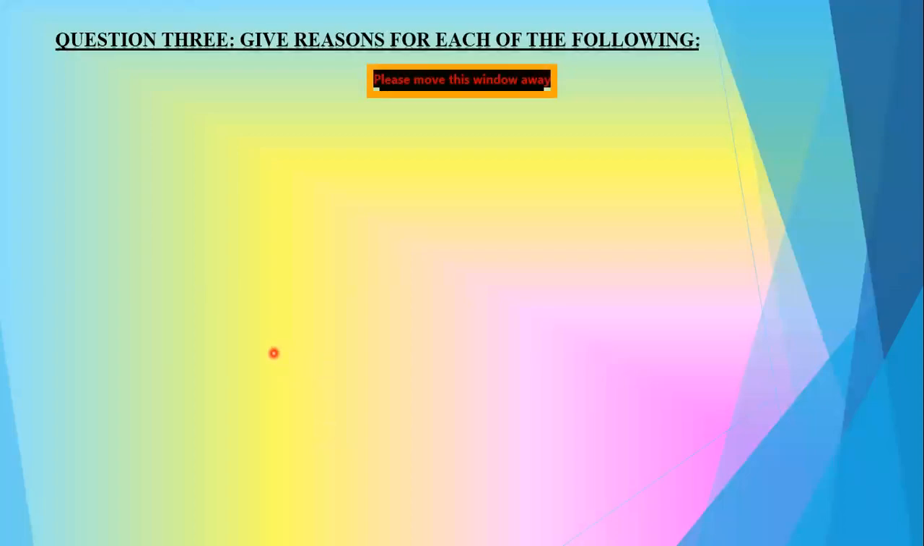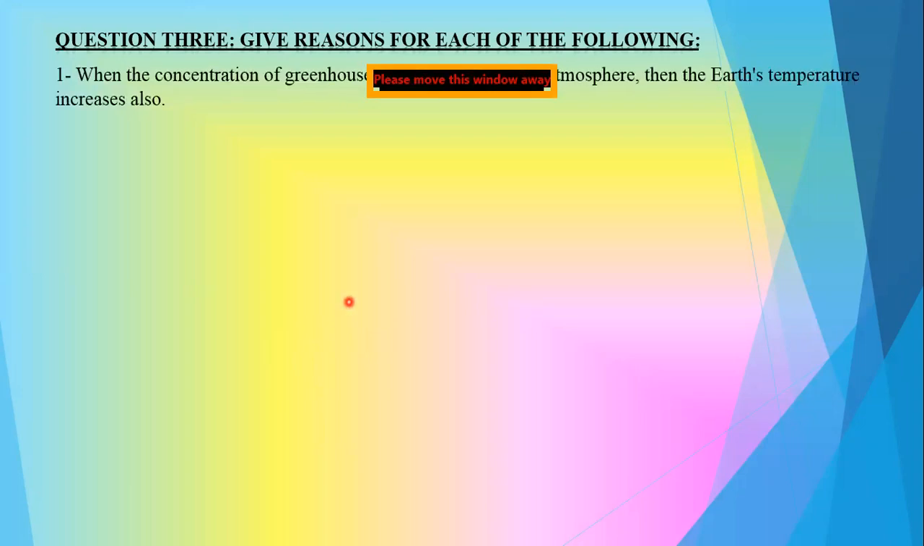ناخد النوع الثالث من الأسئلة give reasons for each of the following. When the concentration of greenhouse gases in the atmosphere increases, Earth's temperature increases.